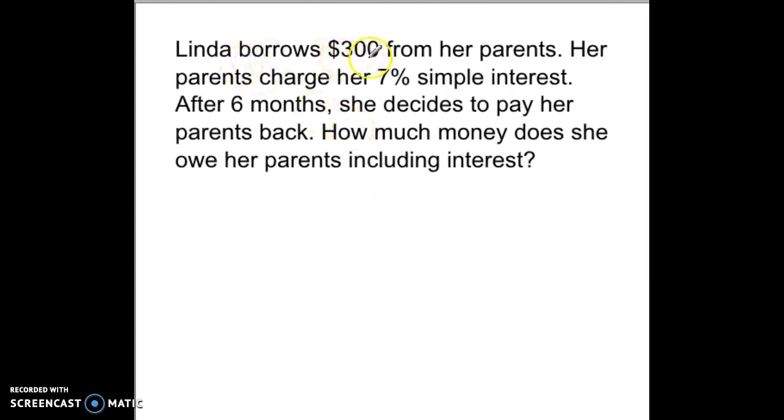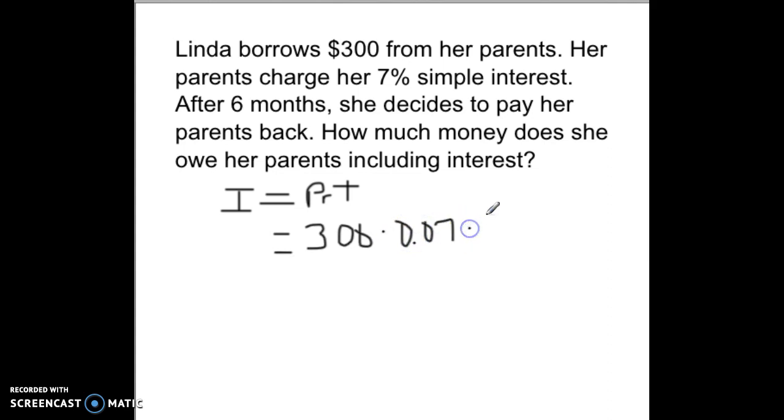Linda borrows $300 from her parents. Her parents charge her 7% interest. After 6 months, she decided to pay her parents back. How much money does she owe her parents, including interest? So I equals PRT. And we know that she started with $300. We know it's 7% interest, so 0.07. And we also know that it's 6 months, so it would be 6 over 12. Or if you wanted to write 1/2, you could do that.